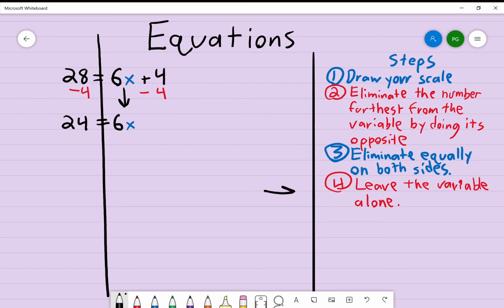Okay, remember step 4, leave the variable alone. We're not there yet. Right now the variable has a 6 next to it. Let's get rid of it. These two numbers, the 6 and the variable x, they're multiplying. There's no sign in between them. They have to be multiplying. What's the opposite of multiply by 6? Divide by 6. Remember, if you're dividing by 6 on the right-hand side, you also have to do it on the left-hand side.